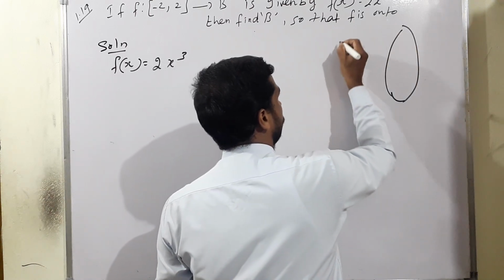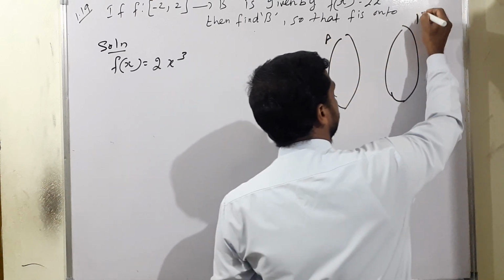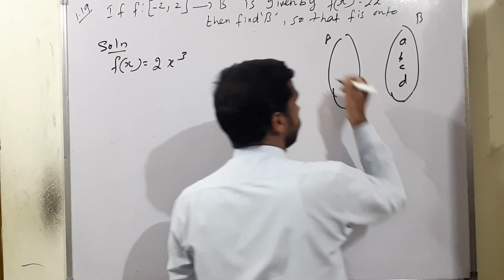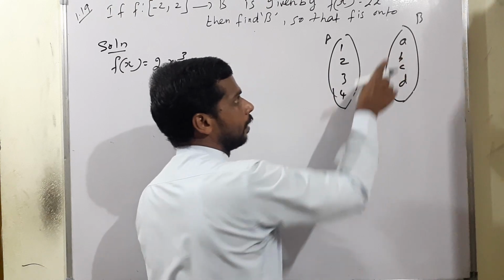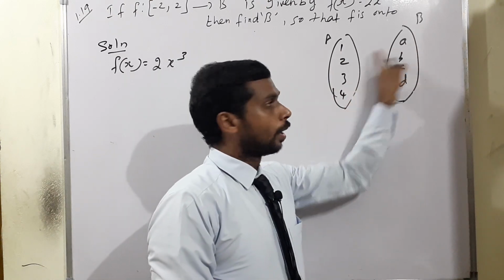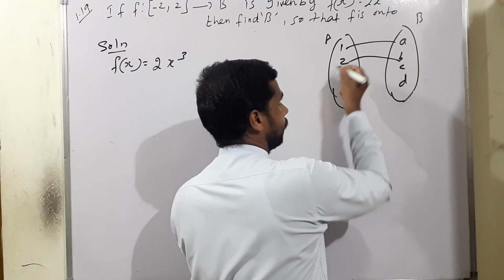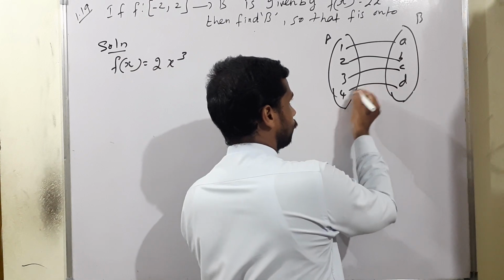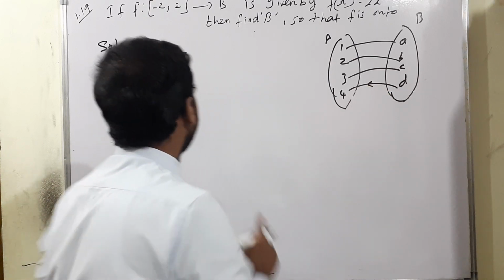In the arrow diagram, this is the codomain and this is called the domain. For example, if the codomain has values A, B, C, D and the domain is considered as 1, 2, 3, 4, then each and every element of the codomain has a preimage. So A maps to 1, B maps to 2, C maps to 3, D maps to 4. This is called an onto function. Okay, I am moving to the question.